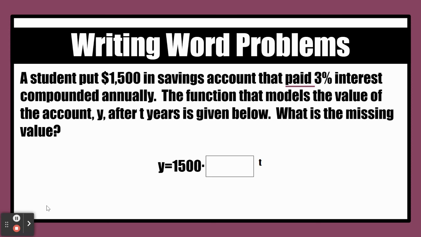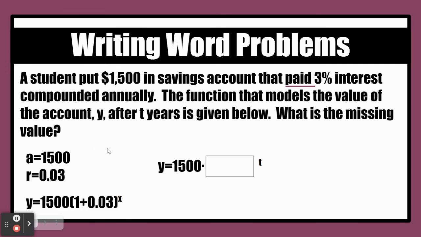Now I need to determine my initial start, which is how much money was placed in the savings account. And then I also need to figure out the rate and then convert that to a decimal. So my initial start was $1,500 and my rate converted to a decimal is 0.03. Now, like I said before, we will be using the growth formula. So I need to plug those in. So my equation is y is equal to 1,500 times 1 plus 0.03 raised to the x power.